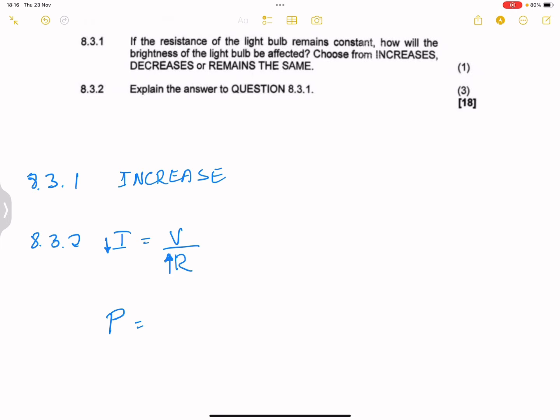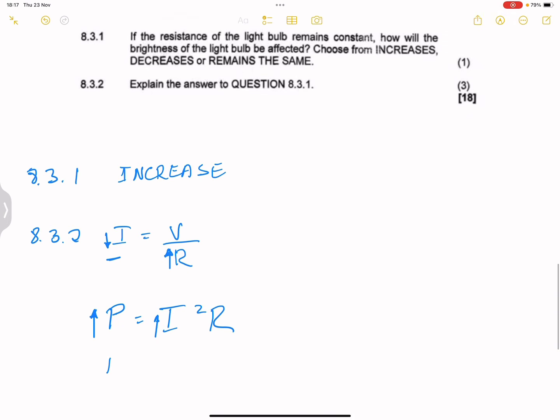P is equal to V squared over R, or in fact, let me say I squared R. So an increase in the amount of current. Now, please remember, I was talking about the total current here. The total current now passes through this one here, and so the power would actually increase. So it would burn much brighter. All right, so that is how the cookie crumbles.